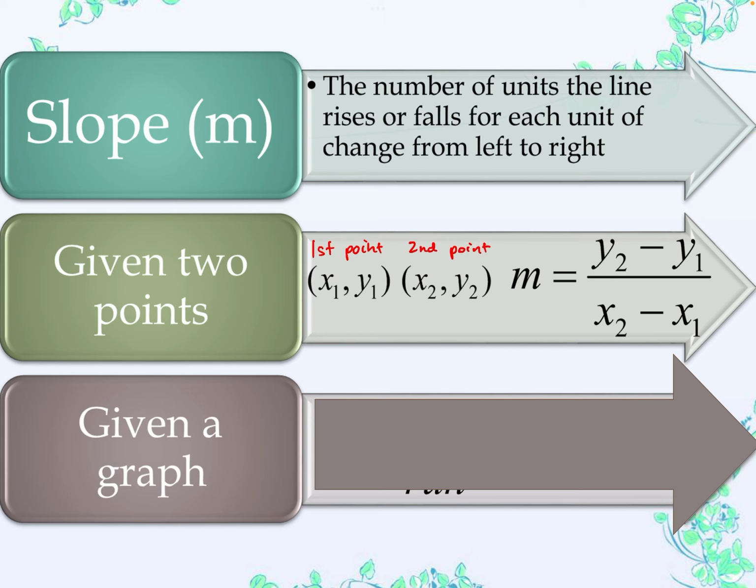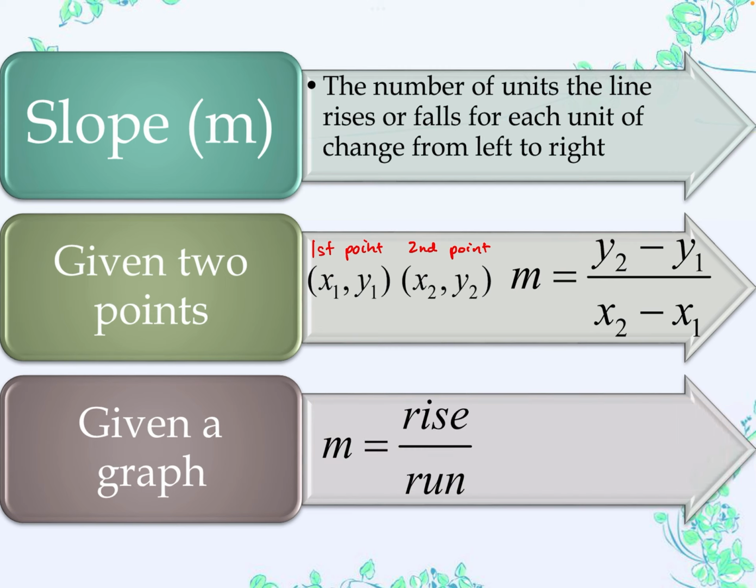So the way that we label that is just putting a subscript 1, meaning that's the coordinate from the first point, or a subscript 2 to represent that it's coming from that second point or second ordered pair. But what about if we have a graph? So that's from 2 points. If we're given a graph, then we simply refer to slope as rise over run. It's the change up or down, how far we've moved up or down, rising or falling, and then running, how far left or right we have moved.